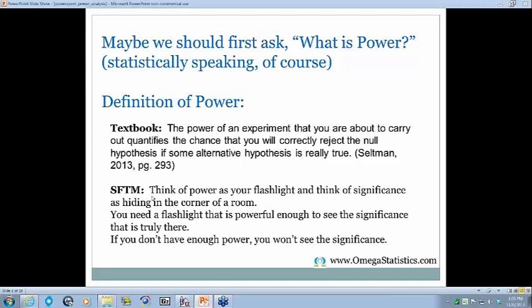In Stats for the Masses, I try to make it a little bit simpler: think of power as your flashlight, and think of significance as hiding in the corner of a room. So you need a flashlight that's powerful enough to see that significance that's really there. If you don't have enough power, you won't see significance. So you want to make sure that your power is good enough so that you're not wasting your time with your study. If the significance is there and you can't see it, what good is it for you?